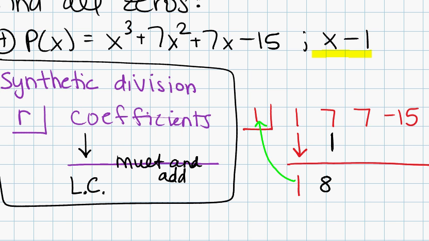Take this brand new number and multiply it by the 1 in the box. 8 times 1 is 8. After multiplying, we add. 7 and 8 is 15. Take this new number, 15, times the number in the box. 15 times 1 is 15. After multiplying, we add. Negative 15 plus 15 is 0.